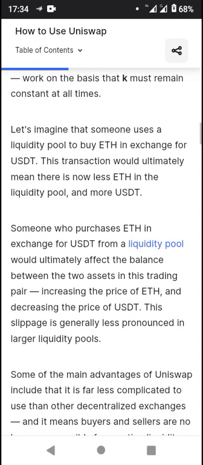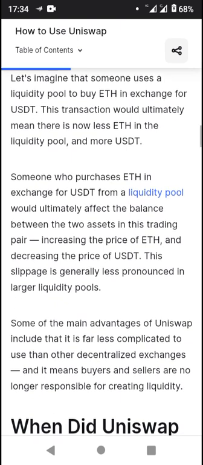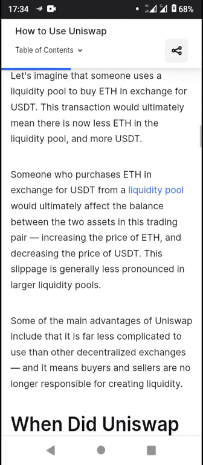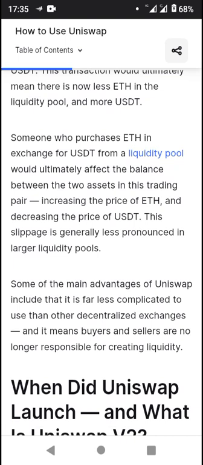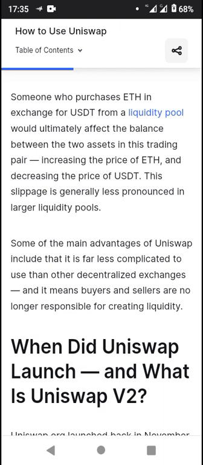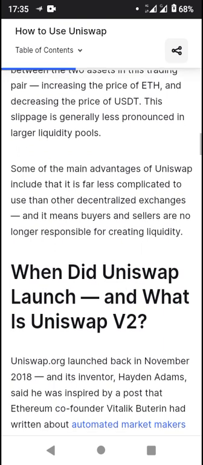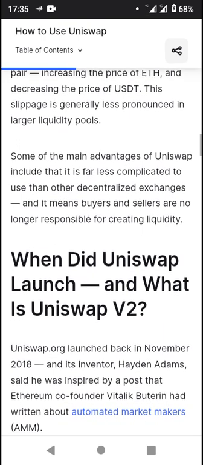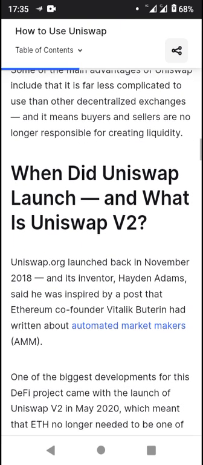So let's imagine that someone uses a liquidity pool to buy ETH in exchange for USDT. This transaction would ultimately mean there is now less ETH in the liquidity pool and more USDT. Someone who purchases ETH in exchange for USDT from a liquidity pool will ultimately affect the balance between the two assets in this trade pair, increasing the price of ETH and decreasing the price of USDT. This slippage is generally less pronounced in larger liquidity pools. Some of the main advantages of Uniswap include that it is far less complicated to use than other decentralized exchanges, and it means buyers and sellers are no longer responsible for creating liquidity.